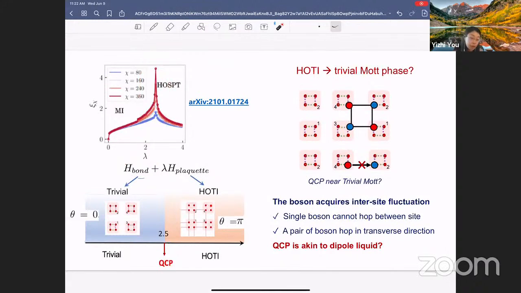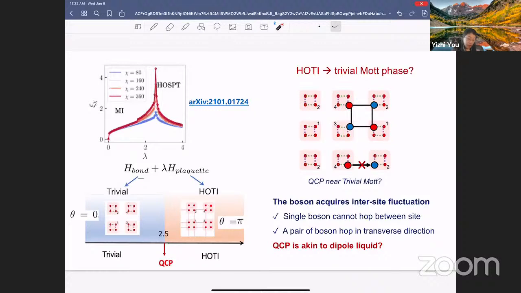It's actually a second order phase transition from the numerical observation, which connects a trivial Mott insulator phase toward a higher order topological insulator phase at a quantum critical point around lambda equal 2.5. So this continuous phase transition should be pretty interesting. First, in both phases, they have the same symmetry pattern.